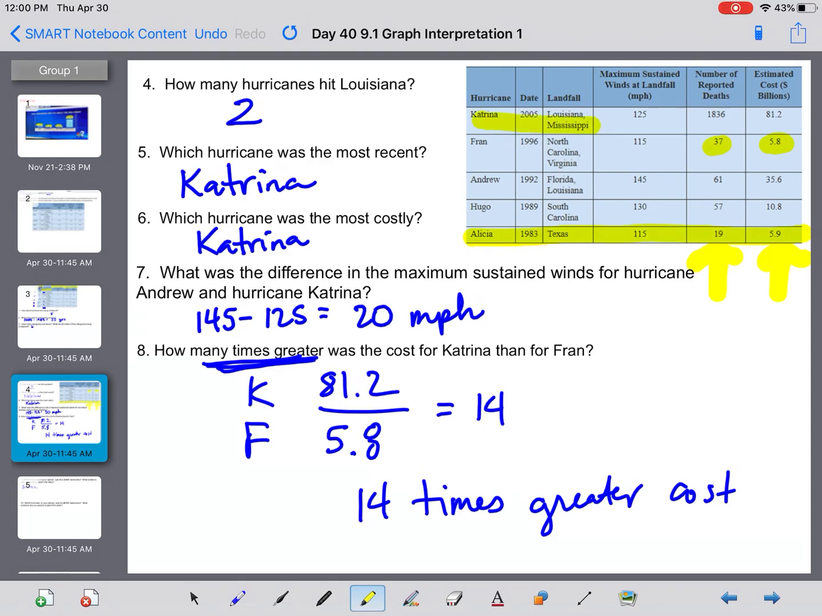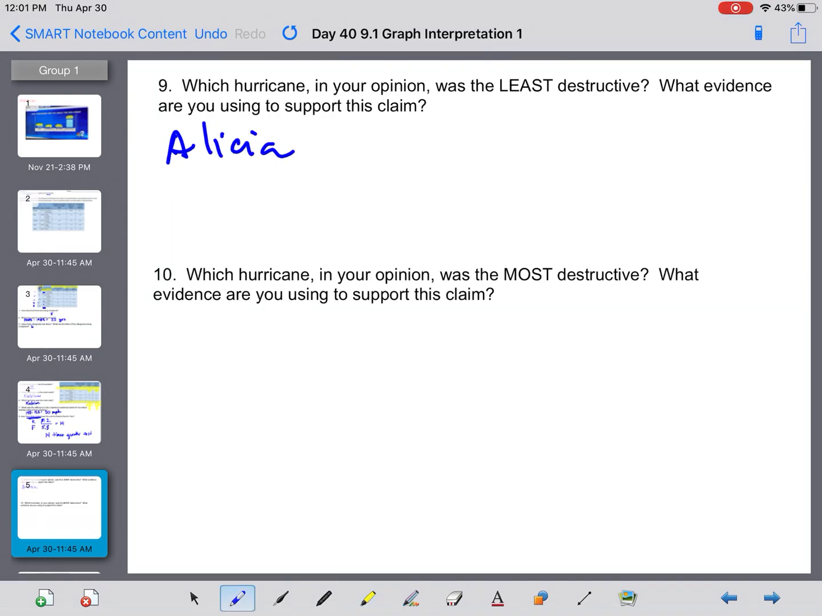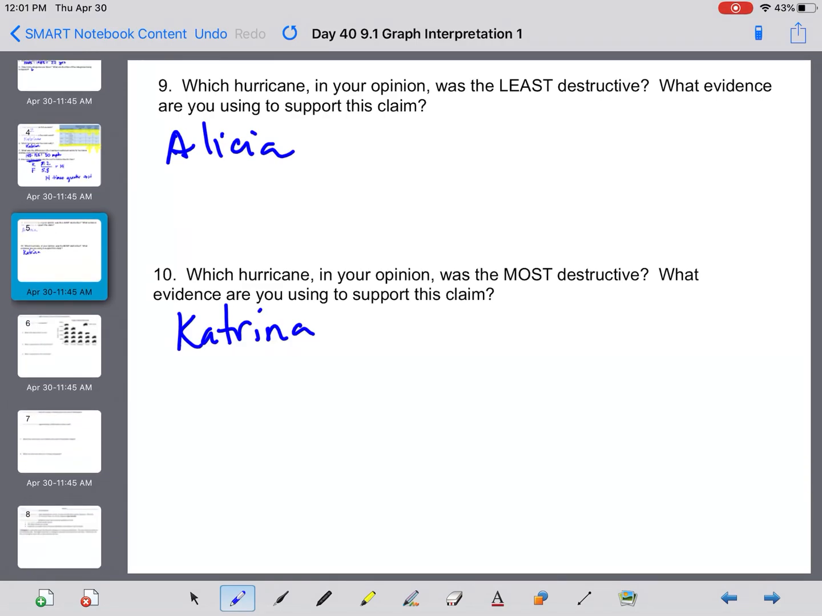As far as the most destructive, I would absolutely say Katrina being the most destructive, because that was the most deaths by far, by orders of magnitude. It cost the most, again, by orders of magnitude. Even though it did not have the highest maximum sustained winds, I would still say that one was the most destructive, in my opinion. You can have different opinions here for sure, but this is just my reasoning for the two.